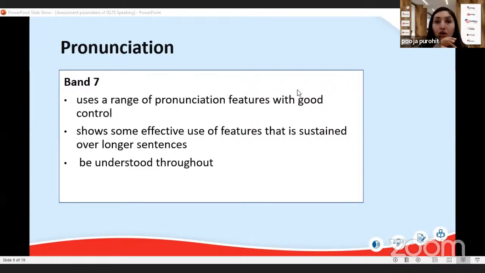You should know the correct word stress. What do I mean by word stress? Say, for example, photograph and photography, not photography, right? So understanding the right word stress. Another example could be available. So here the stress is on VAIL and not available, right?